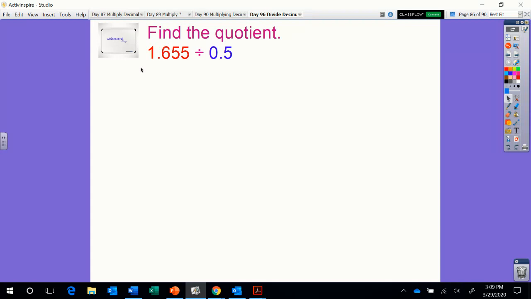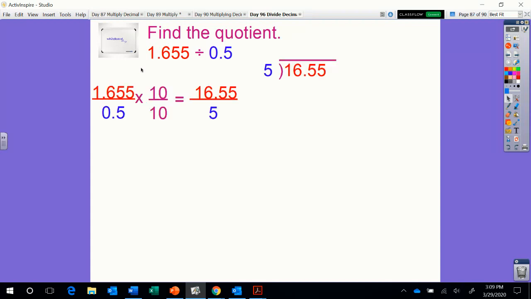All right, here we go. Let's check your work. So here we needed to get rid of the decimal in the divisor, which is only one place, so times 10. So here we only multiplied our numerator by times 10. That way we keep the value the same. So we get 16 and 55 hundredths divided by 5. Here's our division brackets. So we're going to divide.